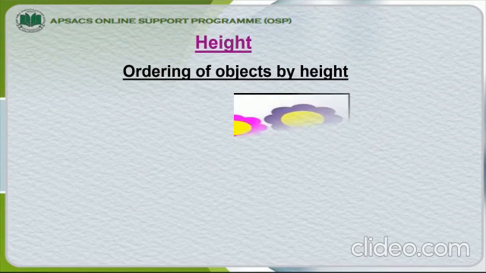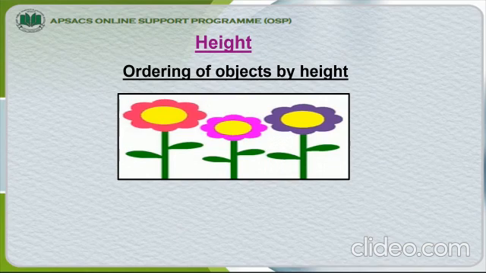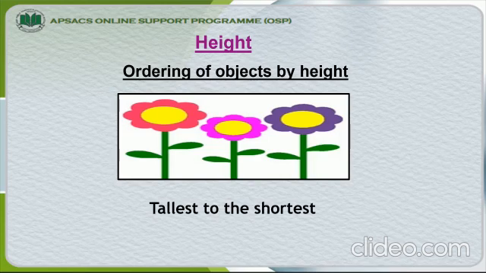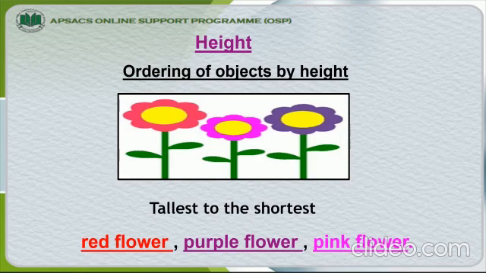Ordering of objects by height. Now how can we order different objects according to their height? You can see that there are three flowers, red, pink and purple. And we arrange these flowers from tallest to the shortest. Now, red flower is the tallest here. After red, purple flower is shorter. And in the end, the pink flower is the shortest here. So, in this way, we arrange these flowers from tallest to the shortest.